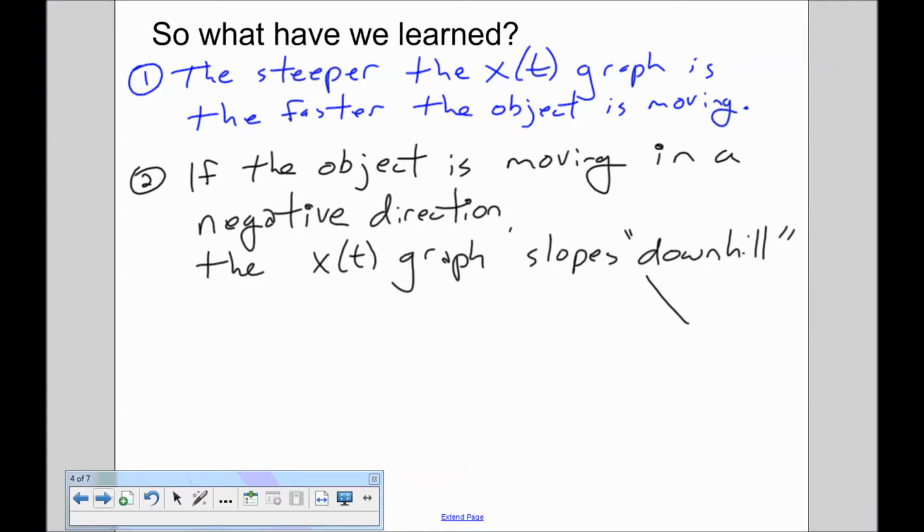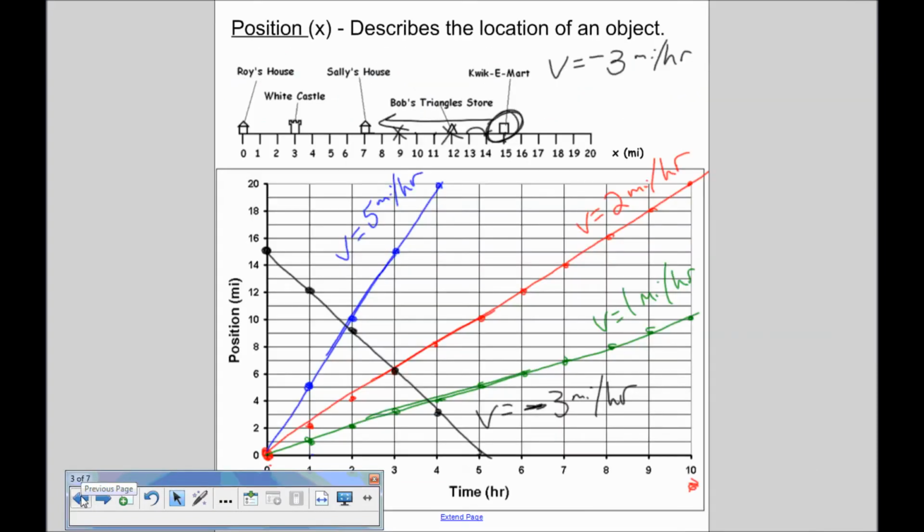Like that. Okay? All right, so the last thing that we need to talk about is this. In all of the graphs that we've done so far, our object has been moving at a constant velocity, right? Like in this last example, every hour he went 3 miles, every hour 3 miles, etc., right? But in the real world, that doesn't happen, right? In the real world, objects speed up, they slow down, right? And so that changes the way that the graph looks.